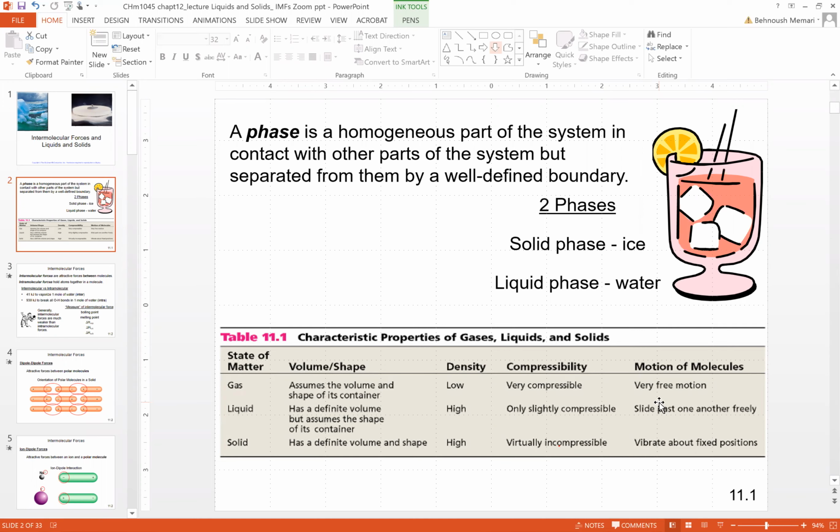For a solid, there is minimum space, and the molecules are rigid, in fixed positions. The shape is definite and the volume is definite for a solid compound.